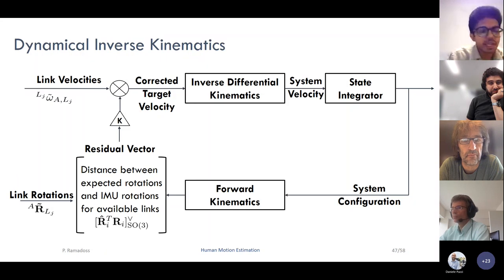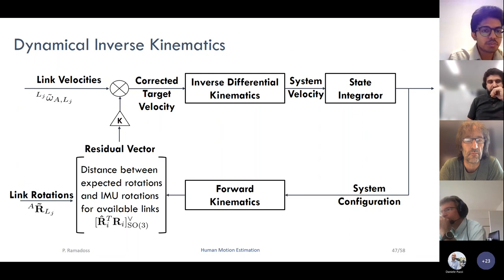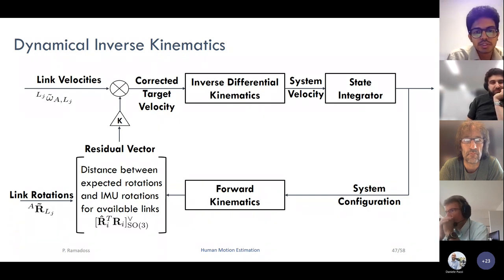Taking a deeper look into the dynamical inverse kinematics, we start with a residual vector which computes the distance between the expected rotations of each of the links coming from the forward kinematics and the rotations measured by the IMUs. This residual vector is then corrected using measurements of angular velocities coming from the IMU sensors to compute a corrected target velocity vector. This corrected target velocity vector can be seen as a control input that drives the forward kinematics towards the available target measurements. It is then sent to the inverse differential kinematics block to solve for a system velocity, which is then integrated to get a system configuration.